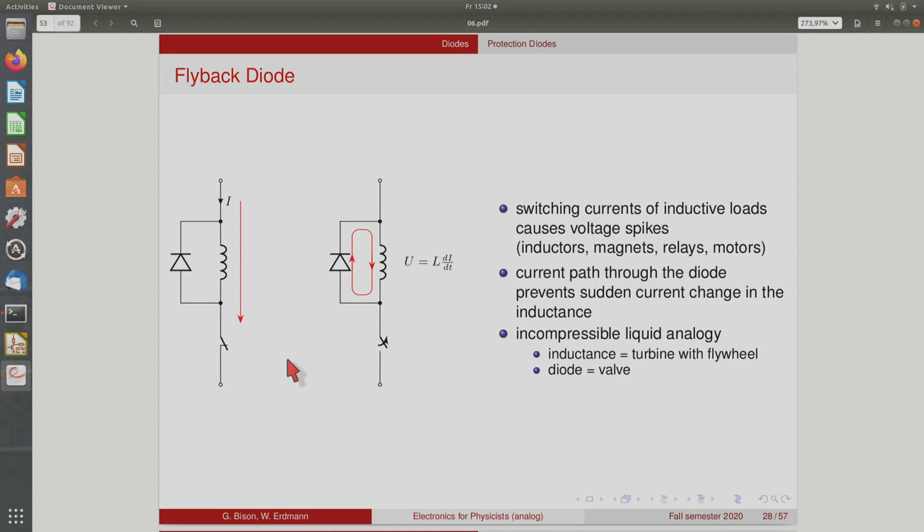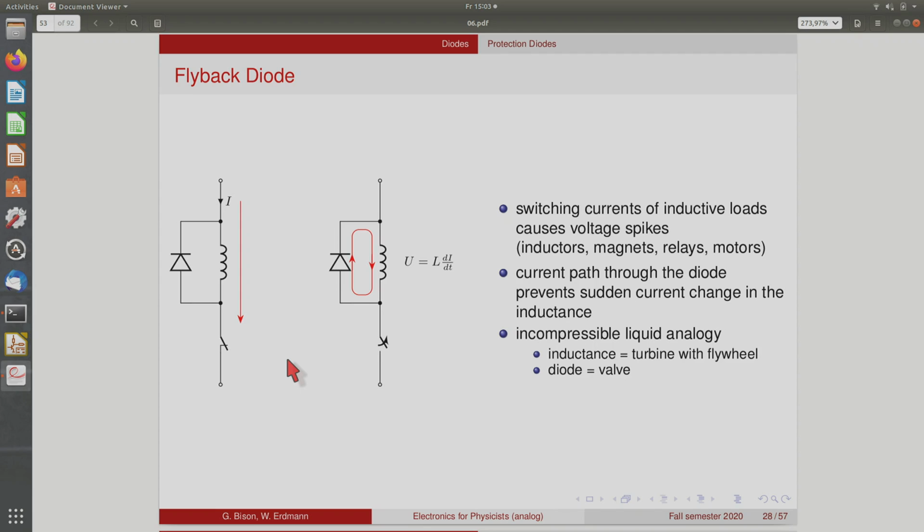And this inductor can be anything. It can be a motor, it can be a relay. So these should always have these so-called flyback diodes. So a good analogy here is that you can think of a diode.